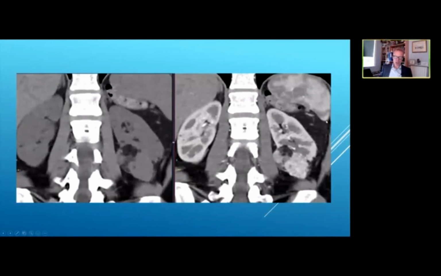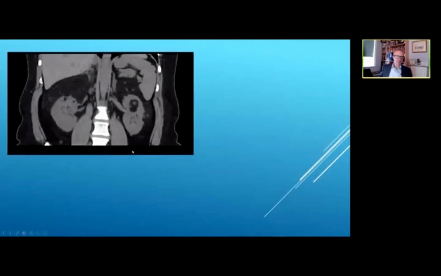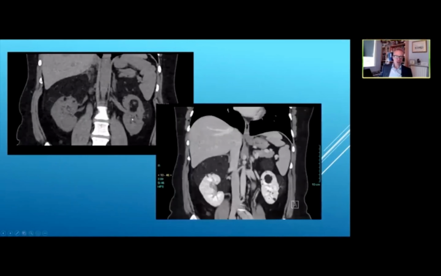Again, multiple AMLs. This is a patient with tuberous sclerosis. You can see the enhancing tissue here, fat within them. Again, multiple AMLs, bilateral. This patient's got tuberous sclerosis.